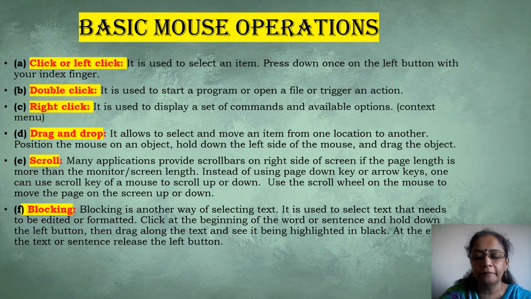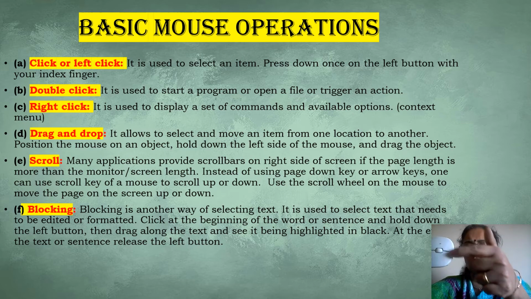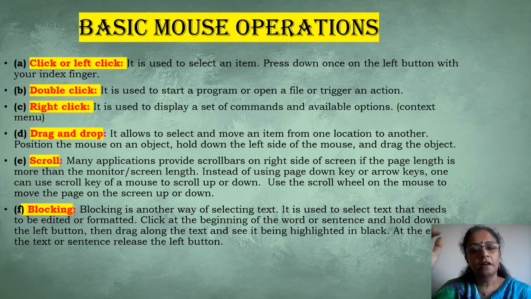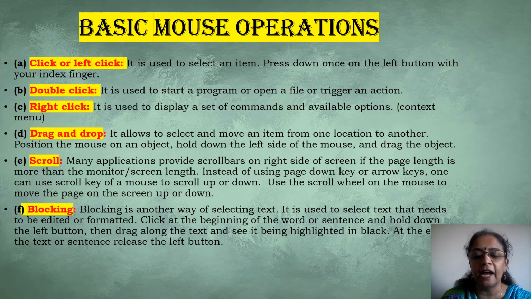Using the scroll wheel, you can scroll the scroll bar up and down by simply using the scroll wheel on the mouse to move the page up and down. And next is blocking. Blocking means basically selection. If you want to select a particular block of text, you simply click on the beginning of the word or the sentence, hold the left mouse button and drag it along until the entire text is highlighted. At the end, you simply release the mouse button. So this is called blocking.